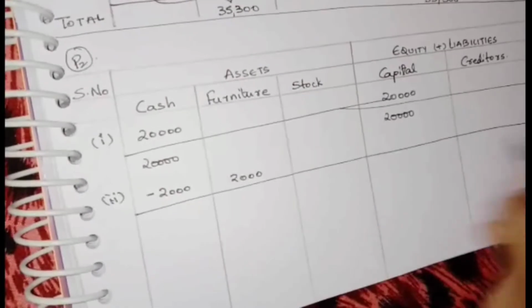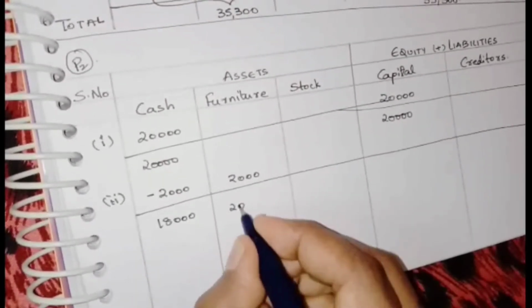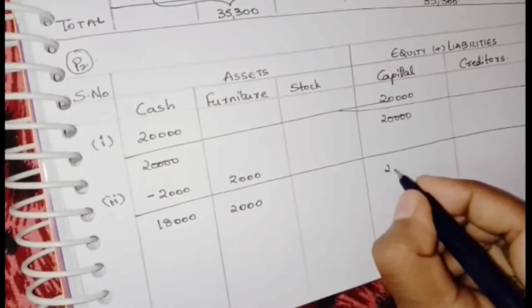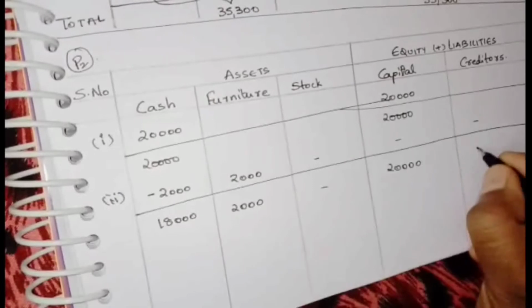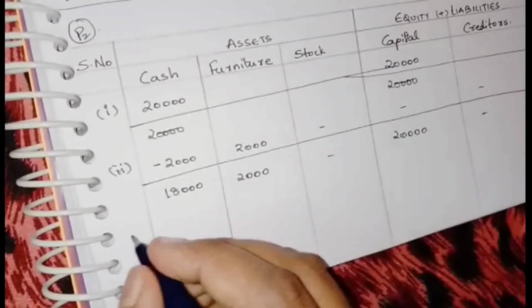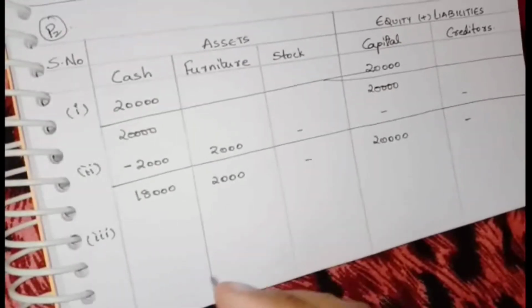Furniture is an asset to the business, so add to the asset value by 2000 rupees and reduce the cash, since we are paying cash of 2000 rupees. So the balance total comes to 18,000 cash, 2000 furniture and capital, that is 20,000.